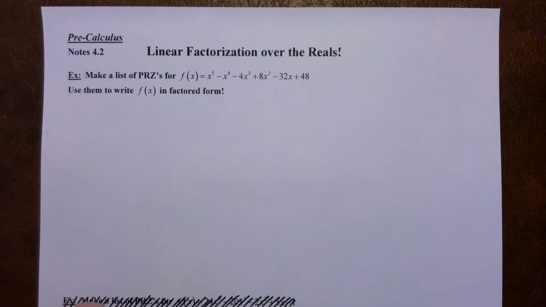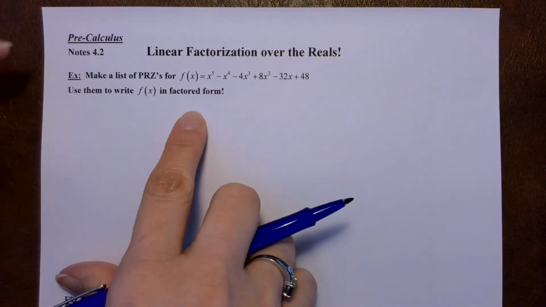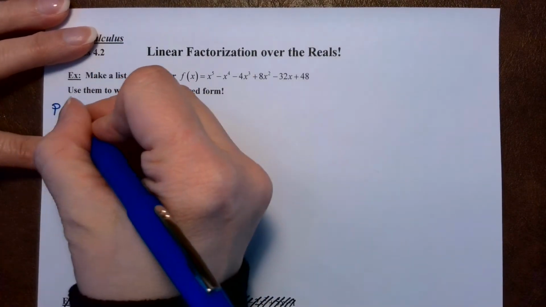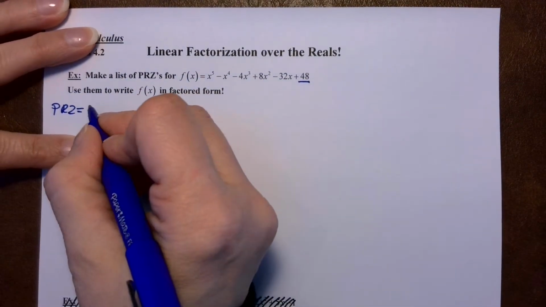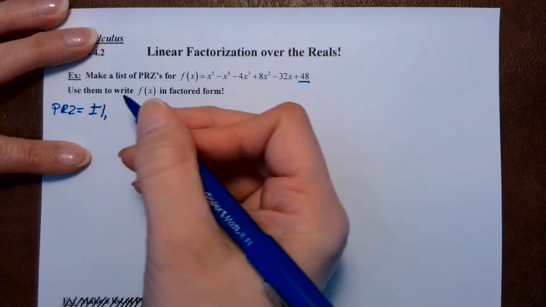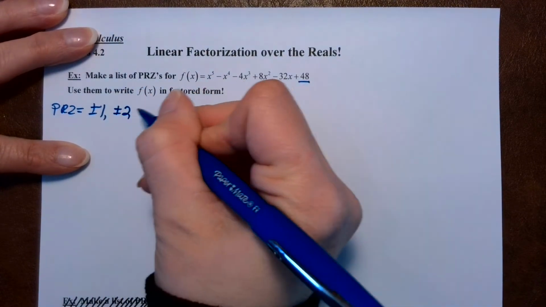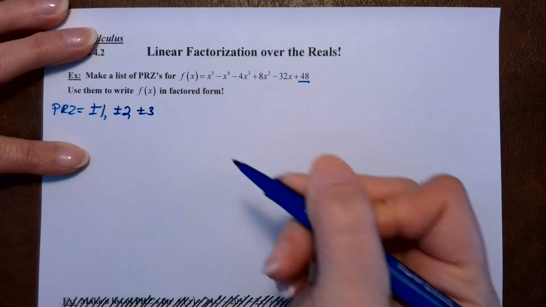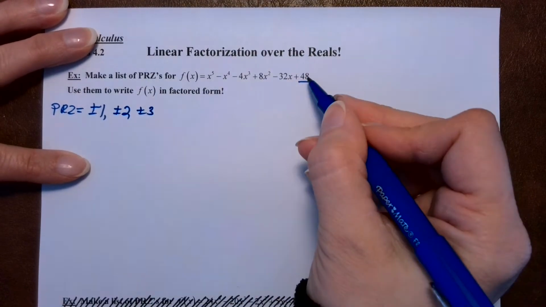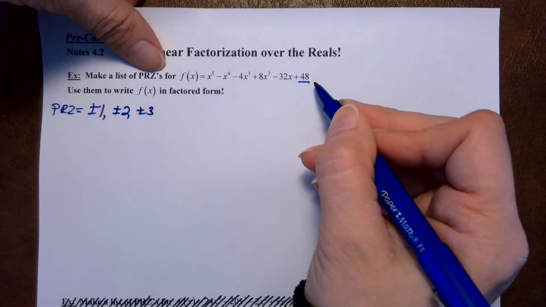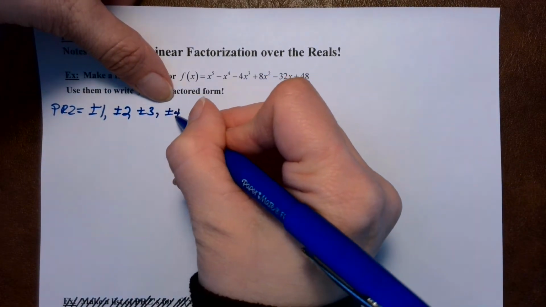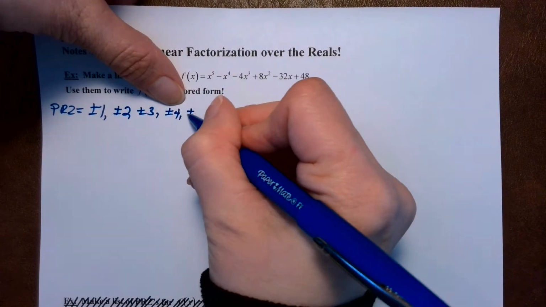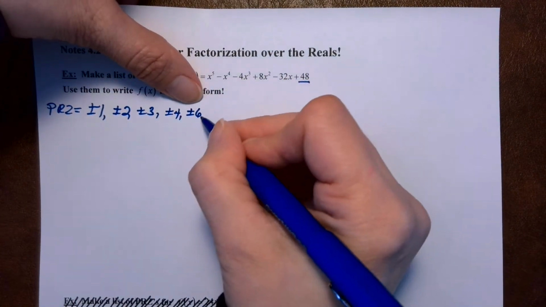All right, make a list of PRZs. Use them to write it in factored form. Okay, so PRZs, here we go. The first thing we do is we write all the factors of 48. So we always start with 1. Okay, can 2 go in? Yes. Can 3 go in? The way I like to do that, 8 plus 4 is 12, which can be divided by 3, so yes, 3 can go in. 4 can go in, not 5, but 6 can go in, not 7, but 8 can go in.